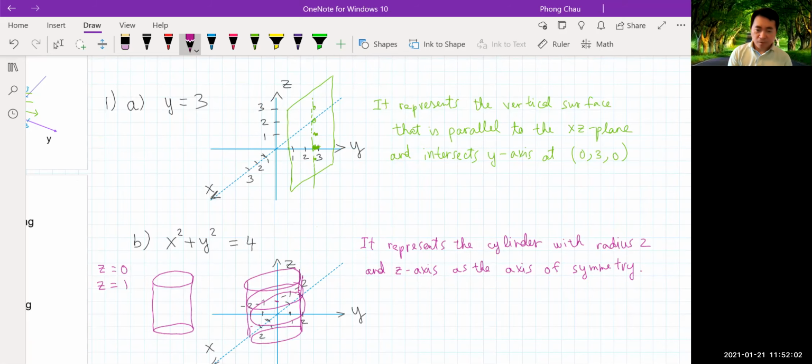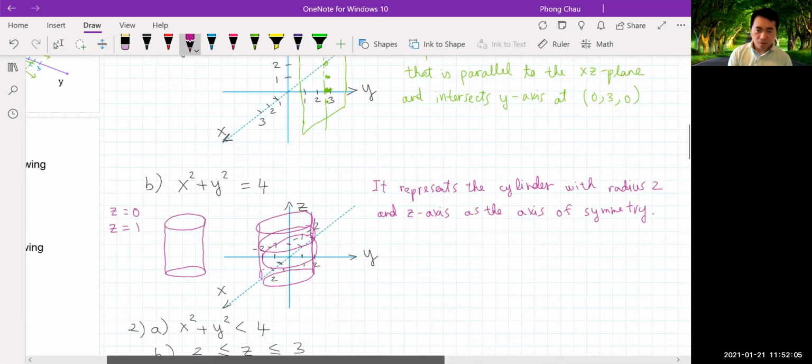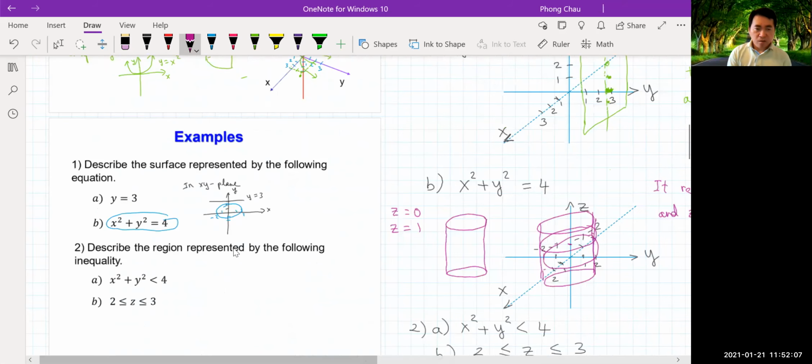Okay, now we look at the next part, number 2. Describe the regions represented by the following inequalities: x squared plus y squared less than 4. Now again, in the plane, what does that mean? What does that look like when you're looking at it in the plane?